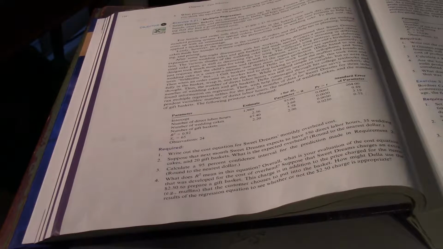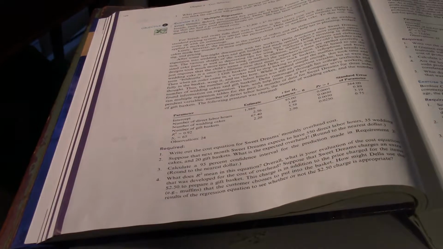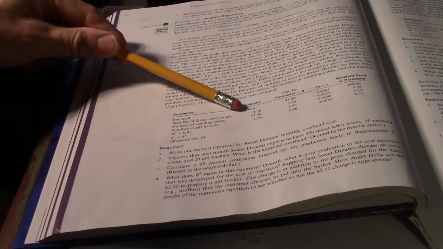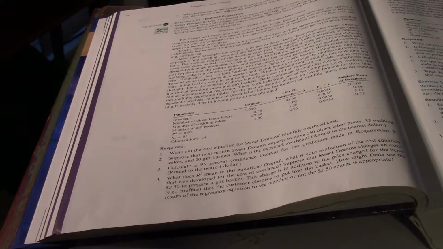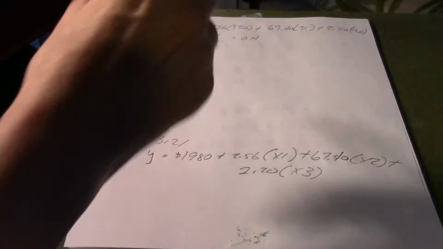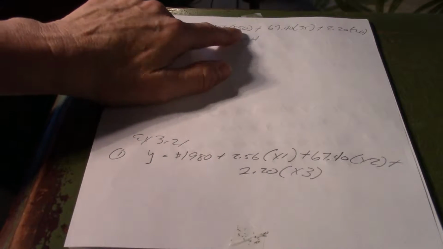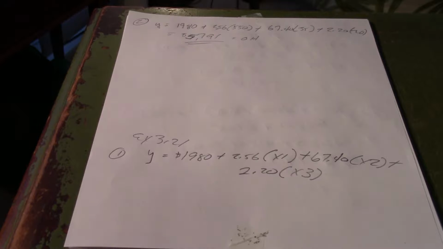All right, so we are continuing our work on exercise 3.21 on page 128. We are working with the output. We have our fixed cost, 1980. We have our slopes for each of our variables, x1, x2, x3, and we have already figured out the formula. We've applied the formula and come up with 5791 in overhead if we use 550 labor hours, 35 wedding cakes, and 20 gift baskets. We would have that much overhead.